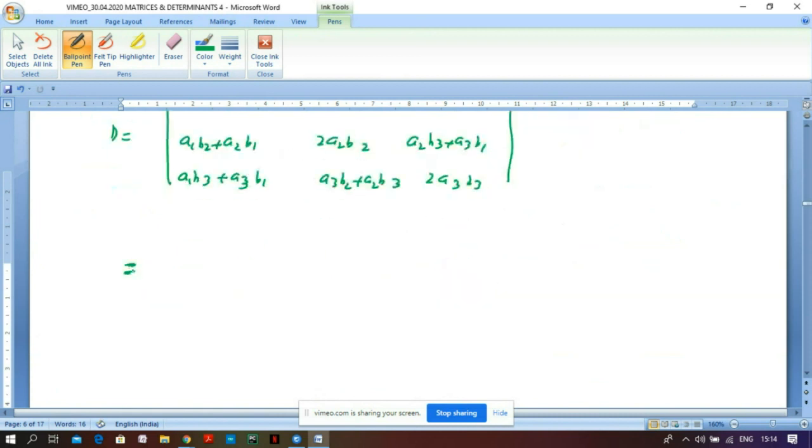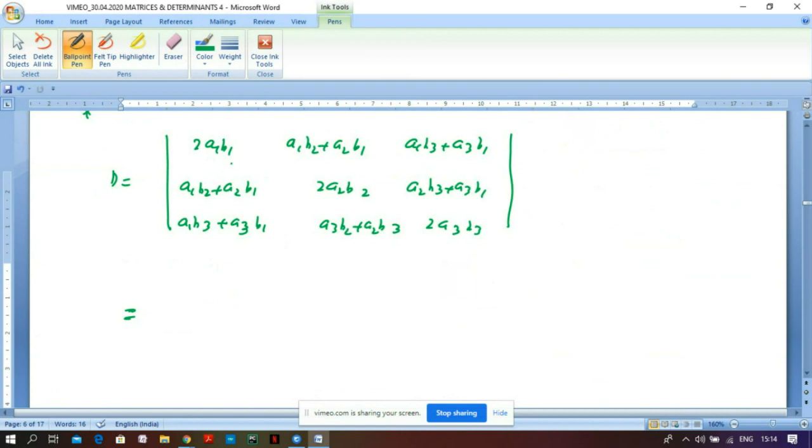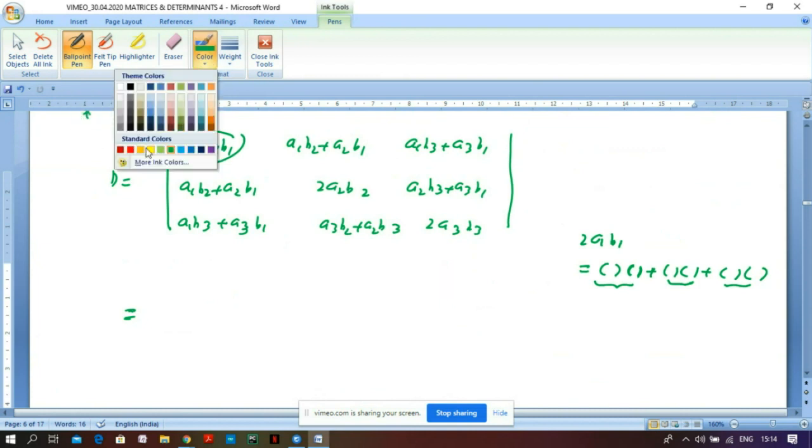Okay, so let me look at this determinant, and in fact the first row first. In the first row, I will write each element, for example this element 2a1 b1, in this form. I want to write it as a sum of three terms, and each term a product of two terms. I can change the color maybe, and then it will be good.